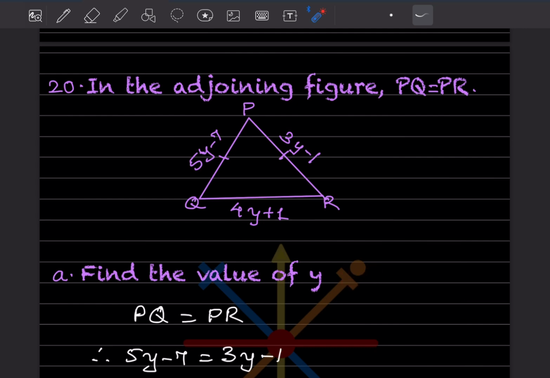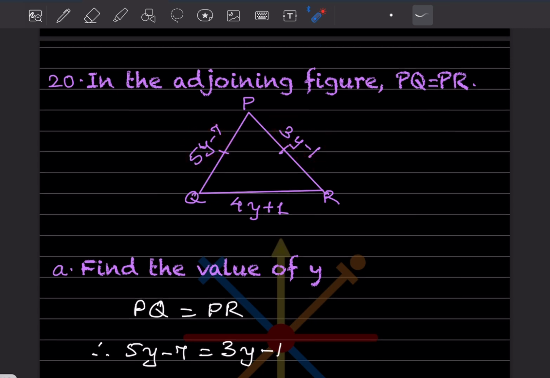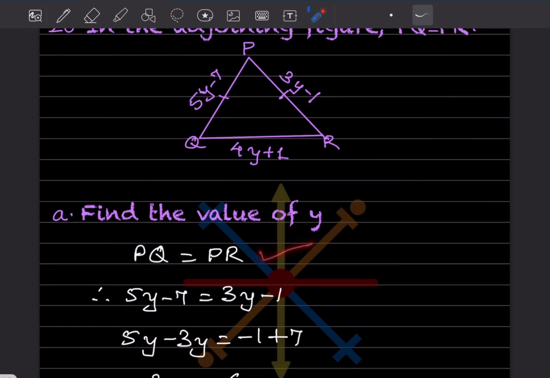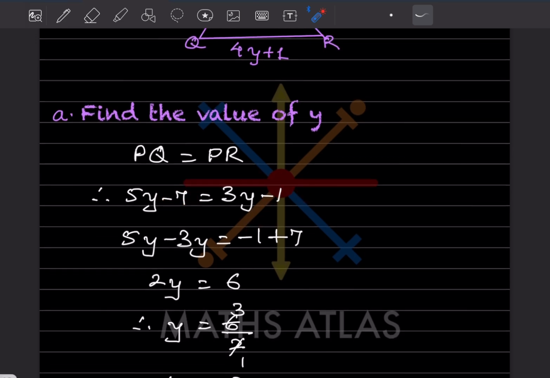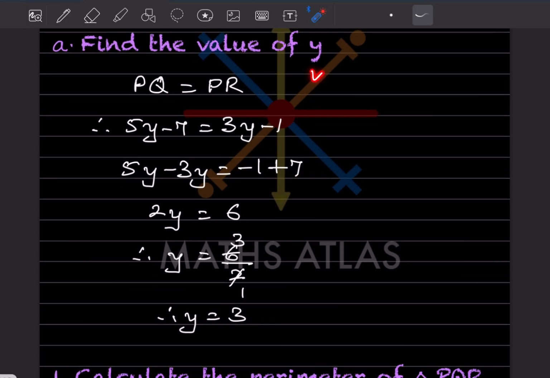We don't have the number, but we have the two equations over here. So what will you do here? Since they said this side is equal to this side, because PQ is equal to PR, you will write 5y is equal to 3y minus 1. So this is the important step. Now we will bring the like terms together, so y will be here, that is going to be minus 3y. This is already over here, and minus 7 will go here, that is going to be plus 7. So when you solve this one, 2y will be 6. So y is going to be 6 by 2, that will be the value of y is 3.